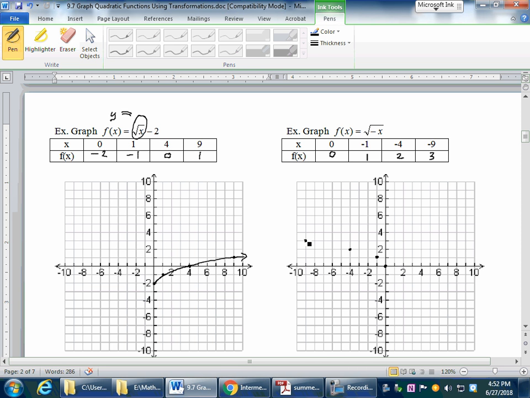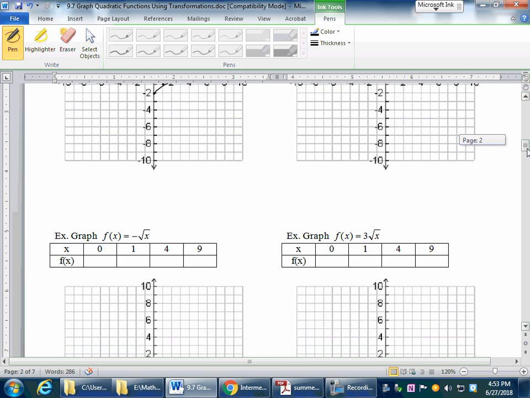So what happened is the entire graph, right? The entire parent's graph reflects about the y-axis. Here's my y-axis, it reflected, right? The reflected y-axis. So what happened is if you are multiplying a negative 1 to the x value, the entire graph is going to reflect about the y-axis. So take a look at the next one.